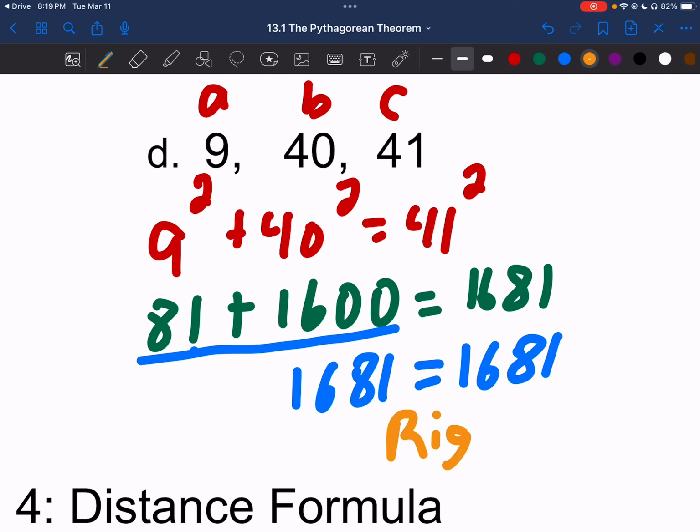So it's not enough to just say they're equal. You do need to declare what does that being equal mean in the context of the problem. And in this case, it is that it is a right triangle specifically.